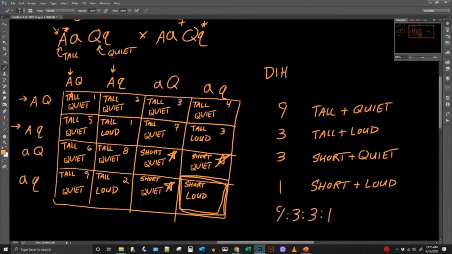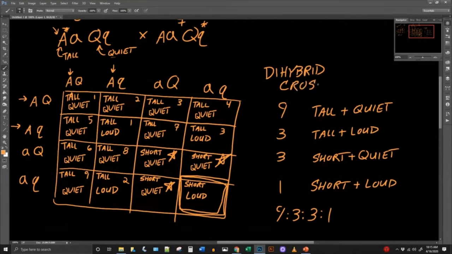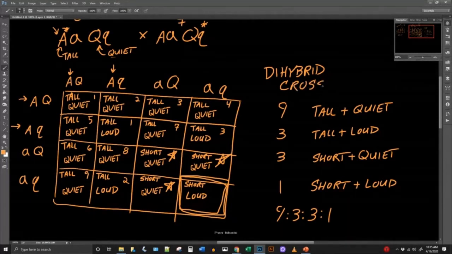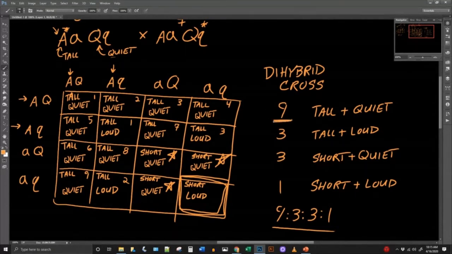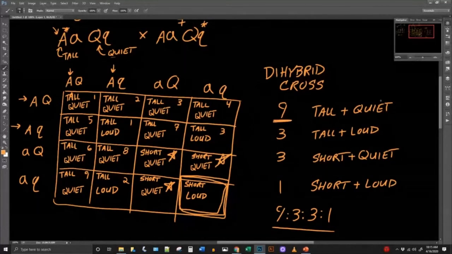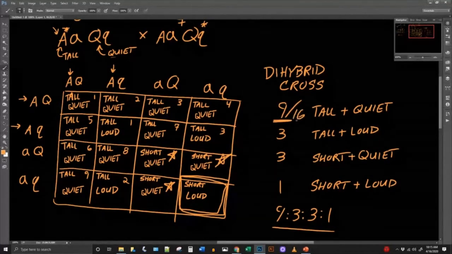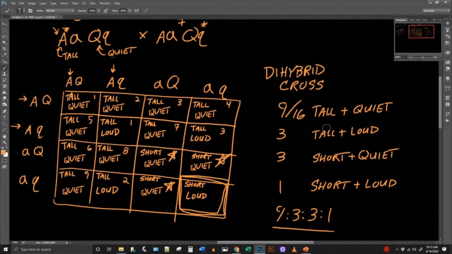This is a dihybrid cross. Dihybrid because these are heterozygous parents for 2 different traits. Okay, so 9 to 3 to 3 to 1 is the normal ratio you would find. That is 9 out of 16, 9/16ths, right? 9 out of 16 of them are going to have both dominant phenotypes.